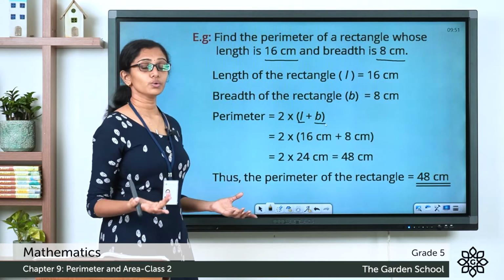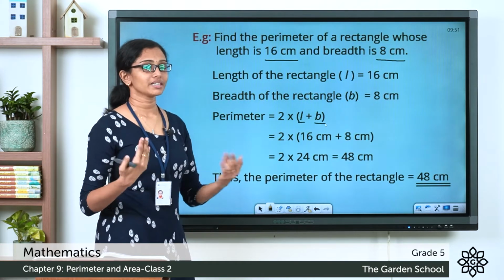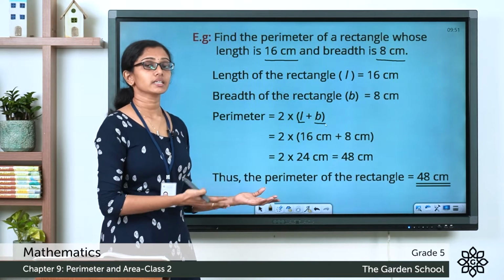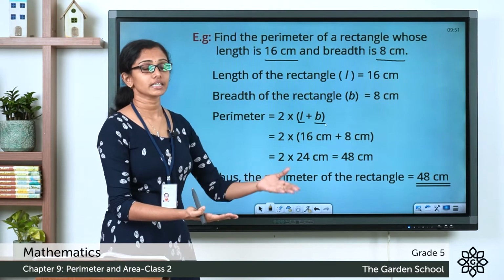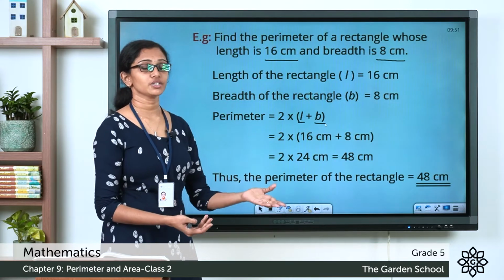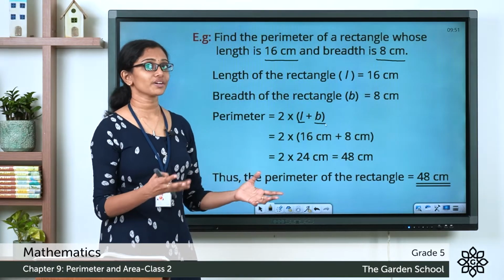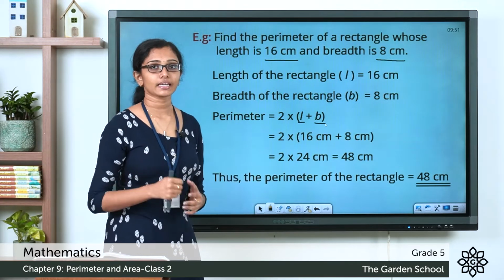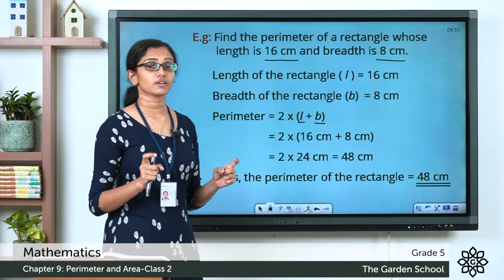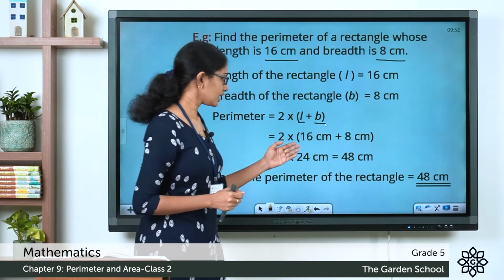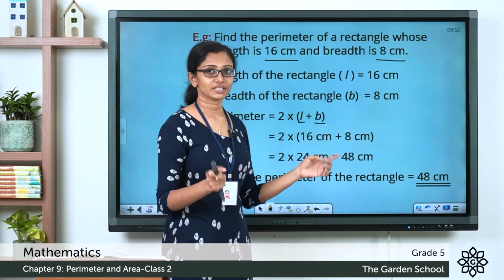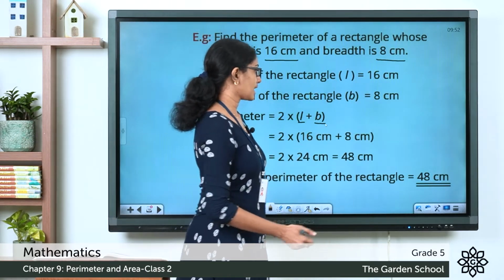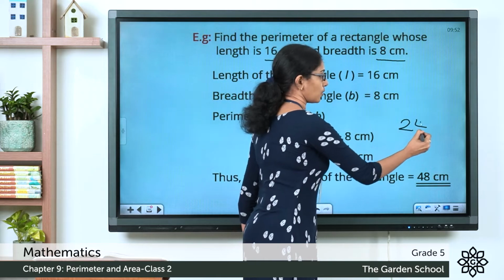First, you have to do what is given within the brackets. Remember the BODMAS rule. BODMAS means the brackets, then order, then division, then multiplication, addition and subtraction. So, that is the order in which we do mathematical operations. When something is given within the brackets, we calculate that first. So, here 16 plus 8 is given within the bracket. Let's find out the answer to that first. 16 plus 8 is equal to 24.